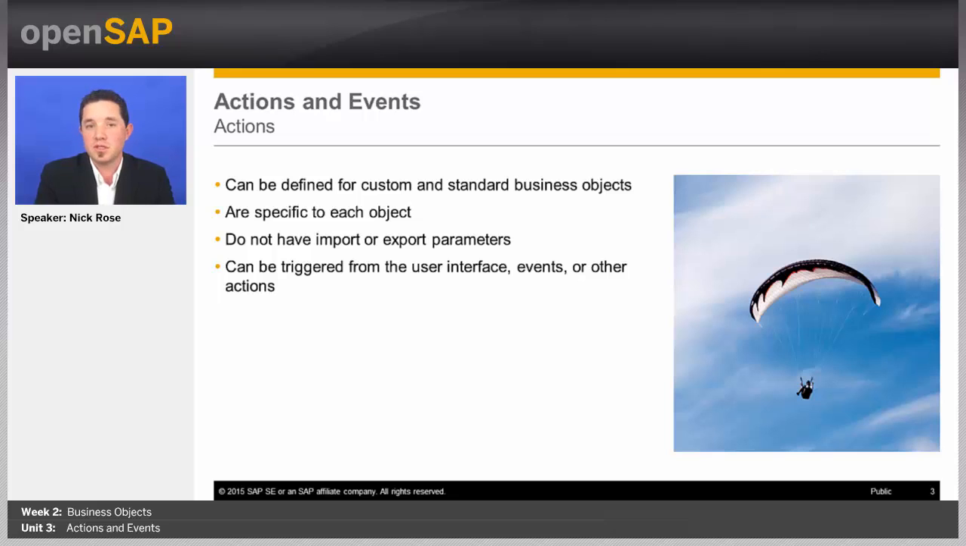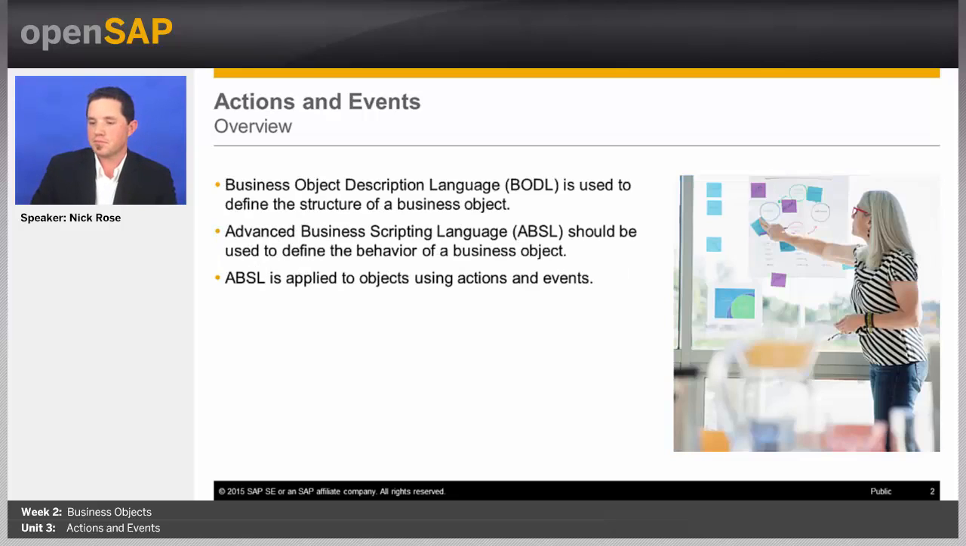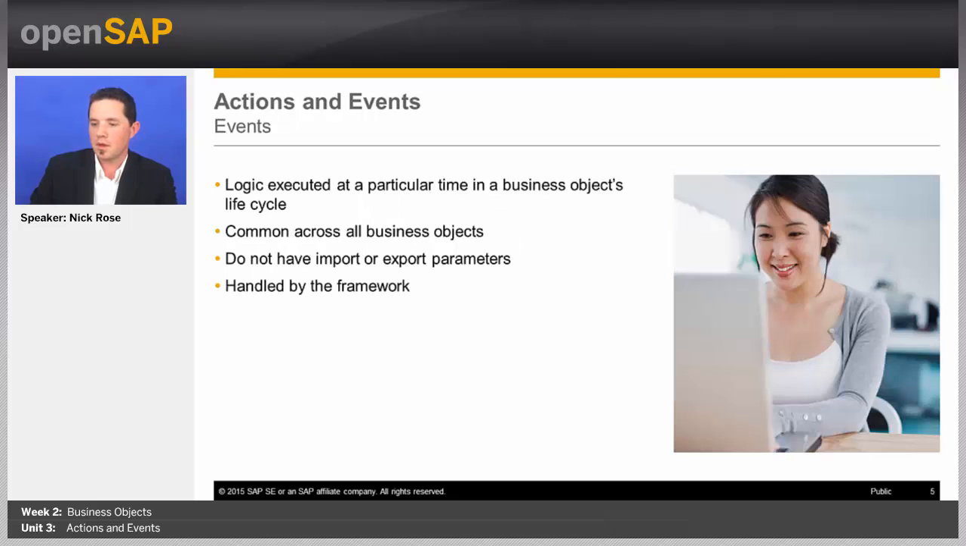Now they're similar but different to what we call events. An event is something that's common across any business object in the application. So actions are specific to one object, events are common to all. They are executed within the life cycle of a particular object. They're predefined by the framework, so we cannot create new events. We can define coding for these events for any business object, whether it's standard or a partner object. But we will never be able to say that here's a new event, unlike actions where we can create a new one.